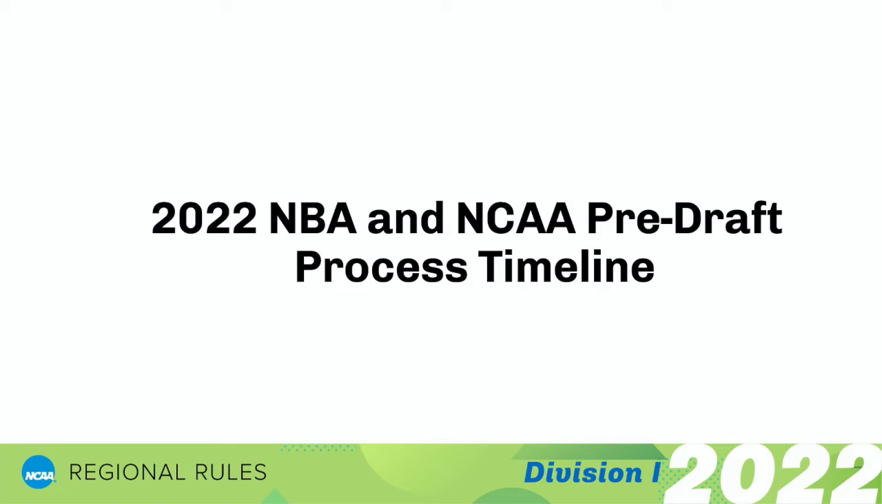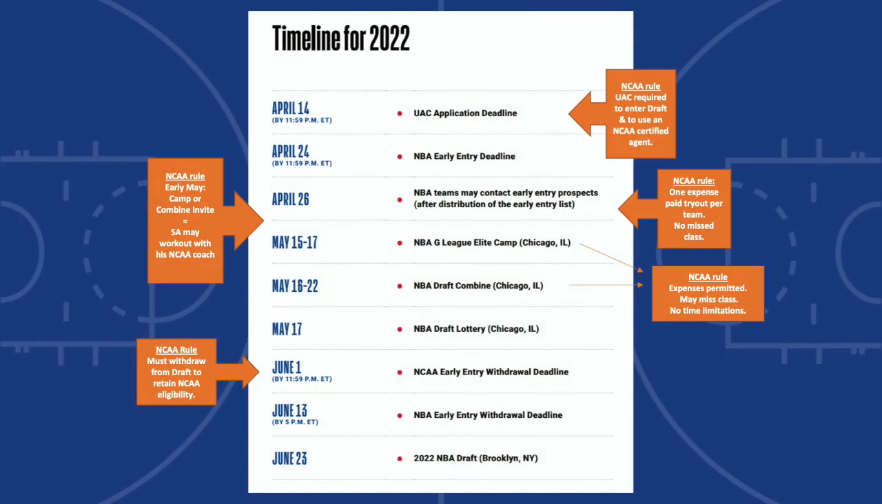I'm going to review a few key NCAA rules related to the NBA pre-draft process. When a men's basketball student athlete chooses to test the professional waters, but also wants to retain his NCAA Division I eligibility should he decide to come back to school, there are several NCAA and NBA rules that come into play. This timeline highlights key NBA dates or activities that trigger NCAA rules.